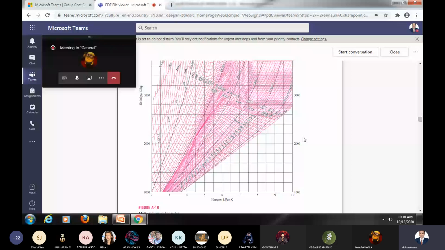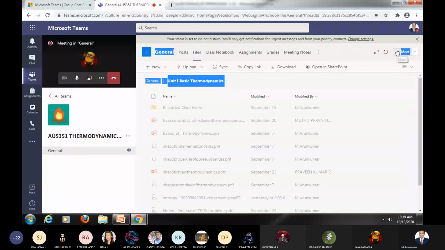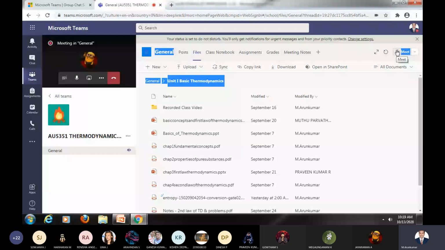You know very well these properties of steam are like the properties of a pure substance. Just go through this, right? So that is enough. We can move to the next portion of the third unit in tomorrow's class.